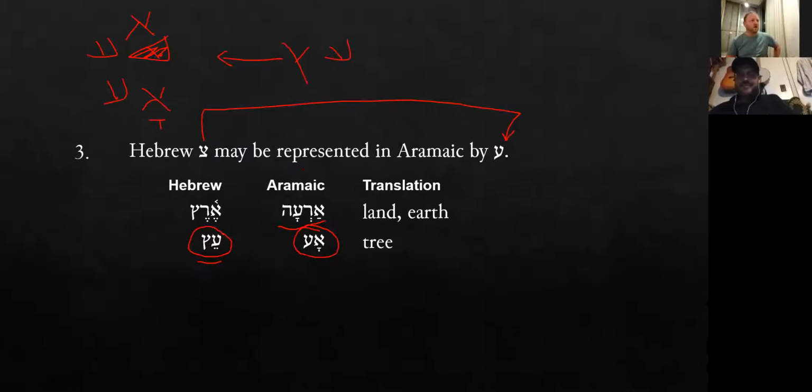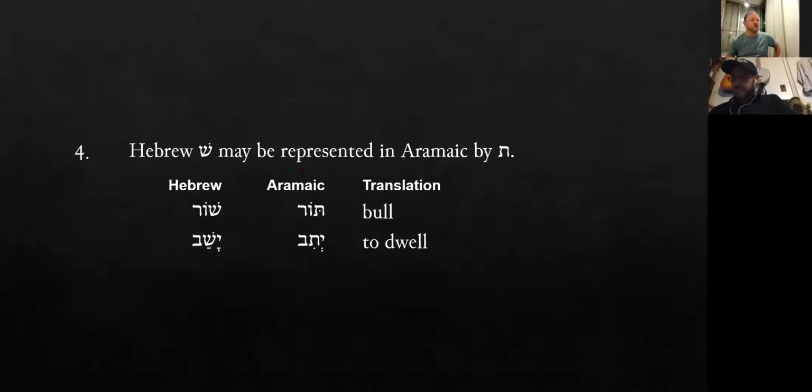Rule number 4. This is shin in Hebrew is often taf in Aramaic. So shor is tor, and this is where we get the word Taurus. Taurus went through Greek, Tauros. Tauros is tor. Shekel and tekel. Yes, tekel ufarsin. So yashav, he sat, is yativ. He dwelt, whatever he dwelt, he sat. Yativ, yashav, where the shin is represented with taf.